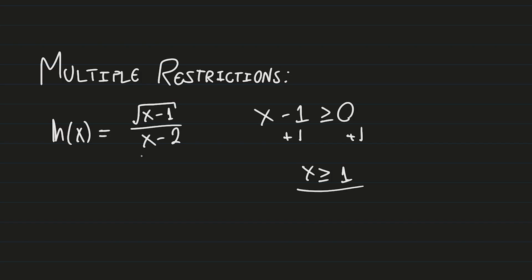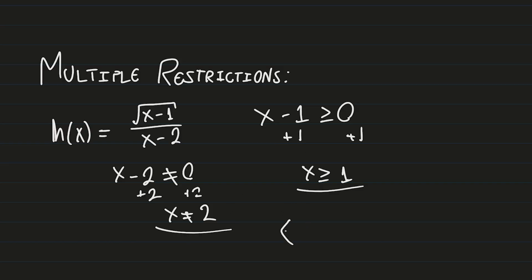Now let's look at the bottom. X minus 2, we know cannot equal 0. So if we add 2 to both sides, x cannot equal 2. That's the second part of our domain. We have to incorporate both of them together.